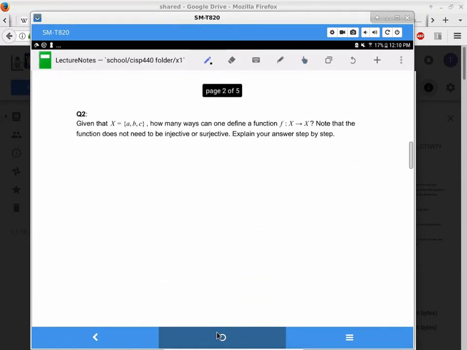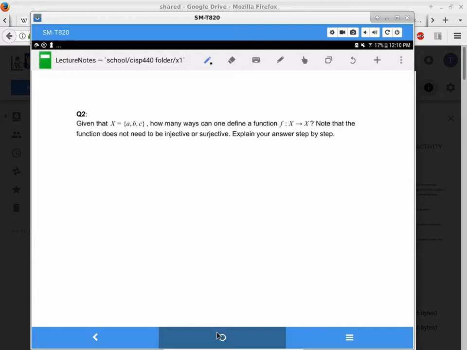So number 2 is asking, given that X is the set of a, b, and c in lowercase, how many ways can we define a function f that maps from X to X? In other words, X is serving both as the domain and also the codomain. Note that the function does not need to be injective or surjective. Explain your answer step by step. So I'm releasing all the extra requirements of being injective or not injective, being surjective or not being surjective. It can be anything. It just has to be a function.